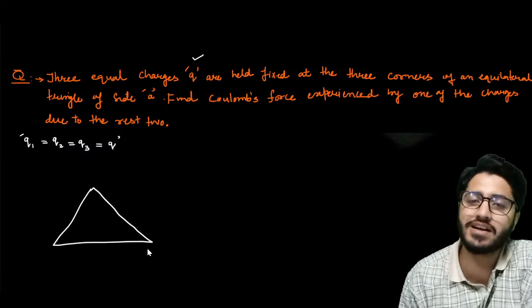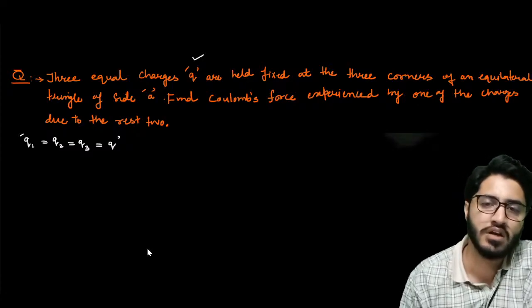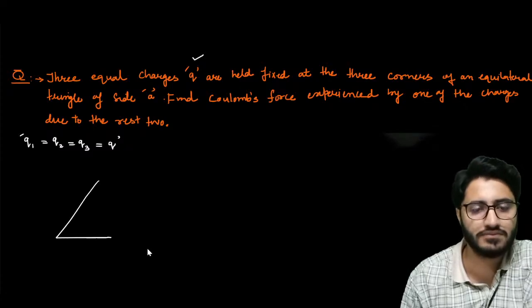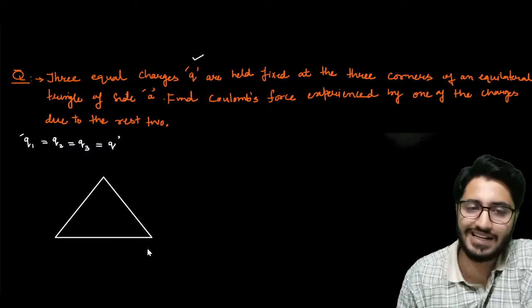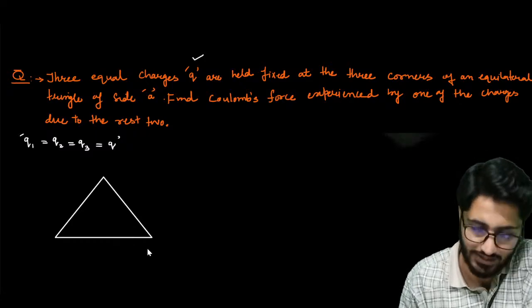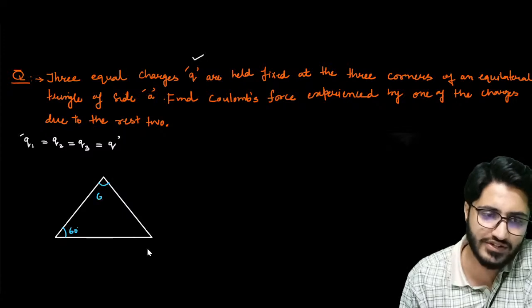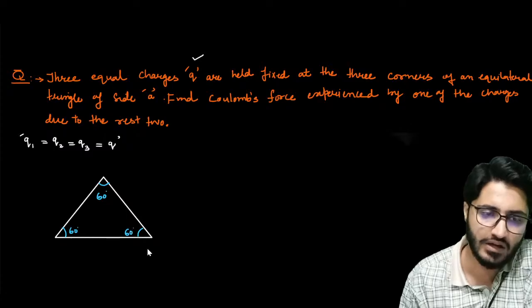Do you know what an equilateral triangle is? Basically, an equilateral triangle is a type of triangle in which each and every angle is equal to 60 degrees. That means this angle is 60 degrees, this one is also 60 degrees, and this one is also 60 degrees. Now we have three charges.